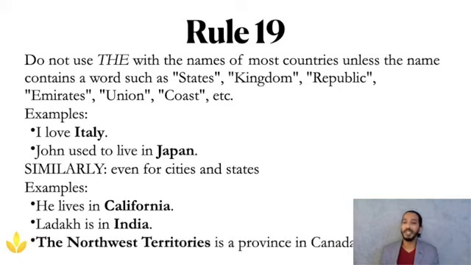The Northwestern Territories is a province in Canada. Now, what's the special word in this example? Territories. Yeah, you guessed it right. Territories belongs to a section, like a kingdom, a republic, or a union. Similarly, it's a territory. So, the Northwestern Territories or the Northwest Territories is a province in Canada.